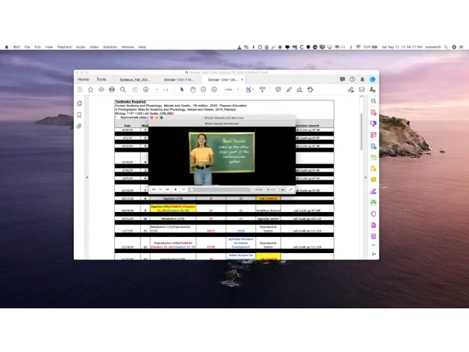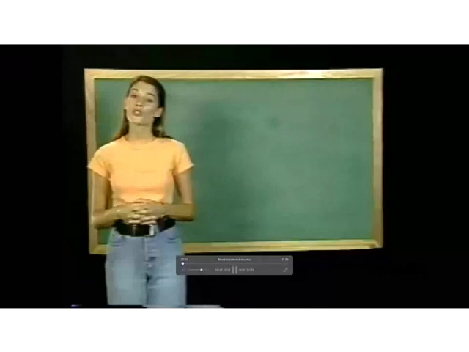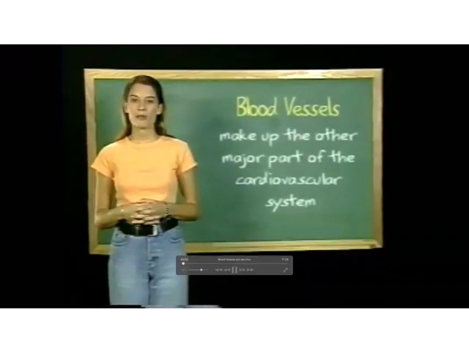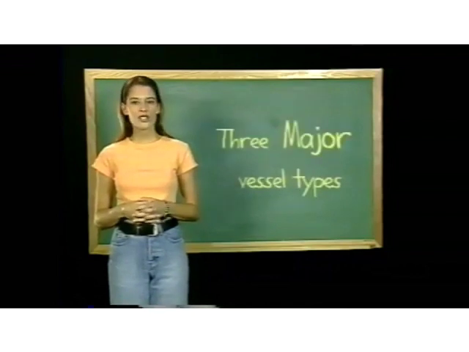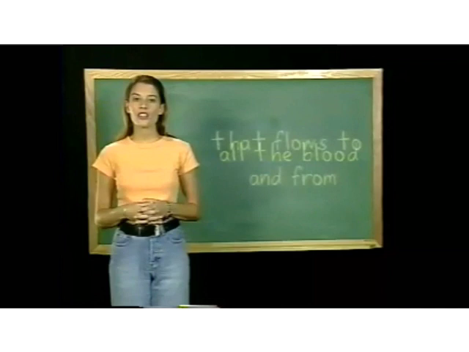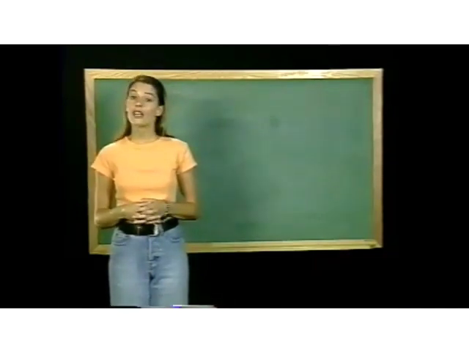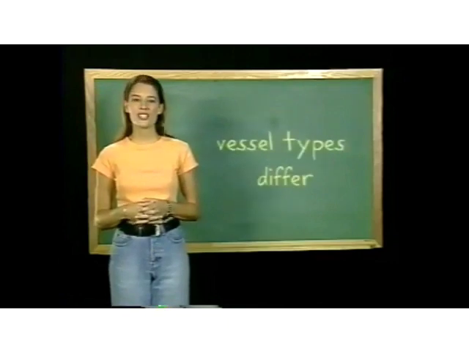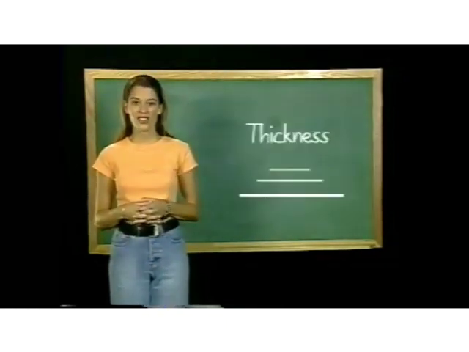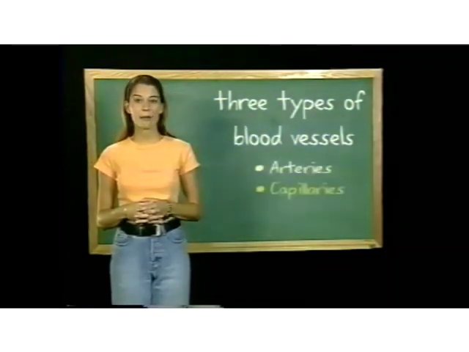Another major part of the cardiovascular system. The blood vessels. We've said it once before and we'll say it again. Blood vessels make up the other major part of the cardiovascular system. There are three major vessel types in the body, and these babies have quite a job. All the blood that flows to and from the heart flows through these bad boys. Because they all have different jobs, vessel types differ in length, diameter, and thickness. The three different types of blood vessels are arteries, capillaries, and veins.